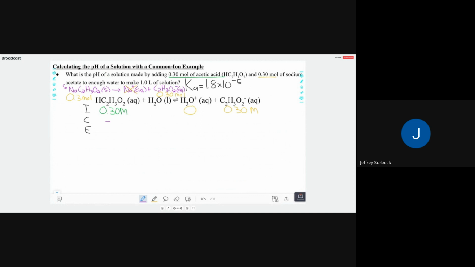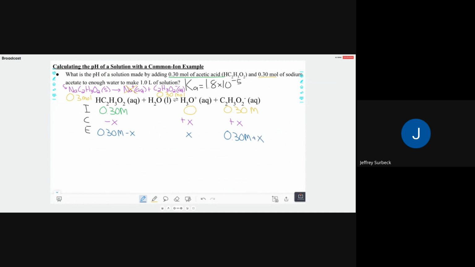So we would say minus X, because we don't know the change. And then if we minus on the left, well, yeah, very good, we got to add on the right. Okay, so we add an X on each side, and at equilibrium, we end up with 0.30 molar minus X. We end up with X, and then 0.30 molar plus our X.